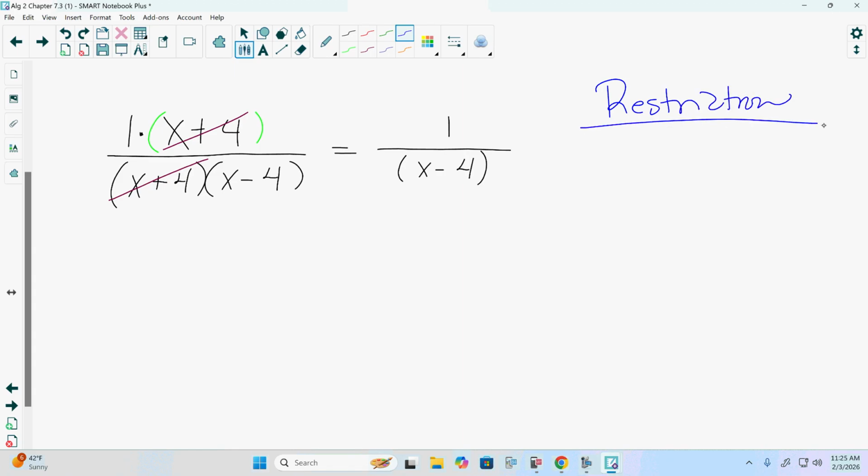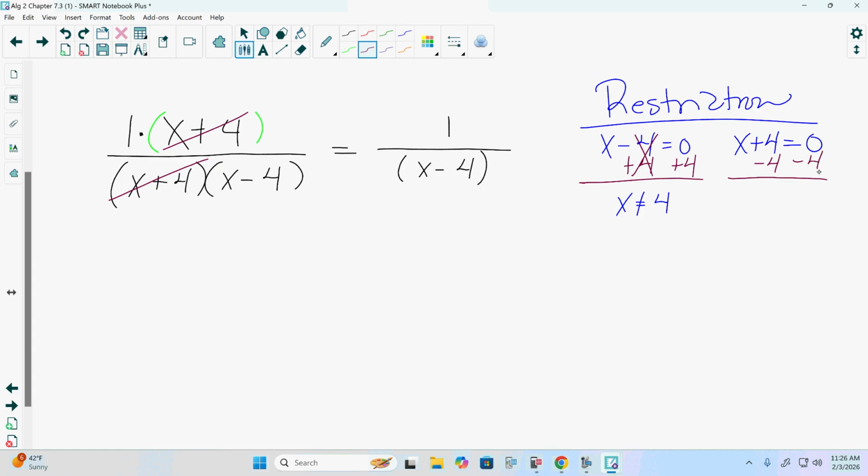Now, if we want to list the restrictions, it'd be what's going to make x minus 4 be 0 and make x plus 4 be 0. Well, solving these here, with x minus 4, we would add 4 to both sides, telling us that if x is equal to 4, we'd have a division of 0, so that does not work. With our x plus 4, we would subtract 4, telling us that if x is negative 4, we have a division of 0. It does not work. But we'll stop there for today.